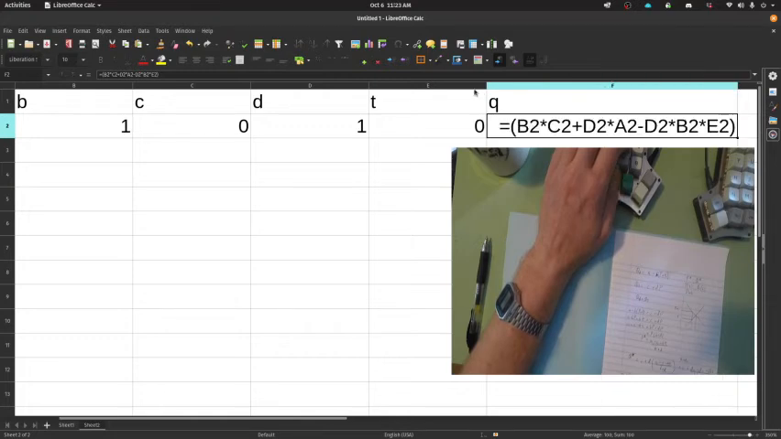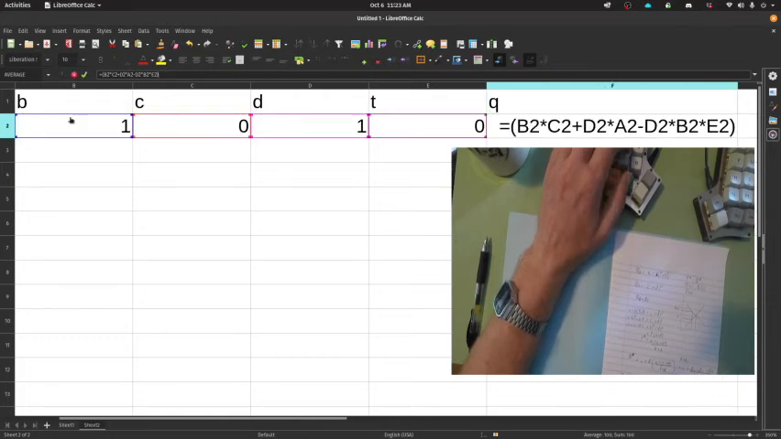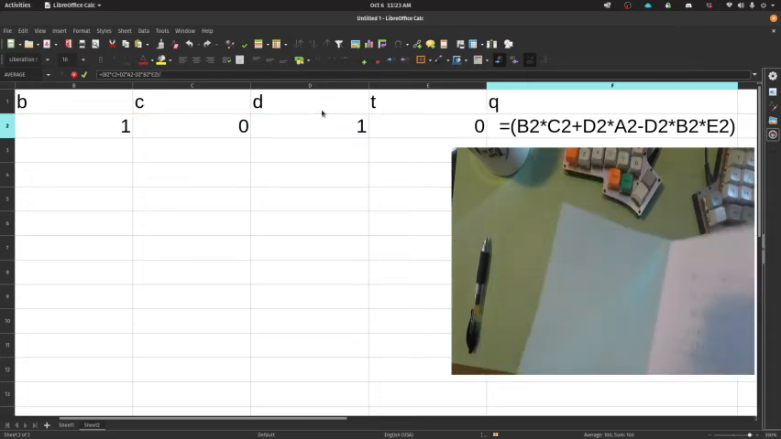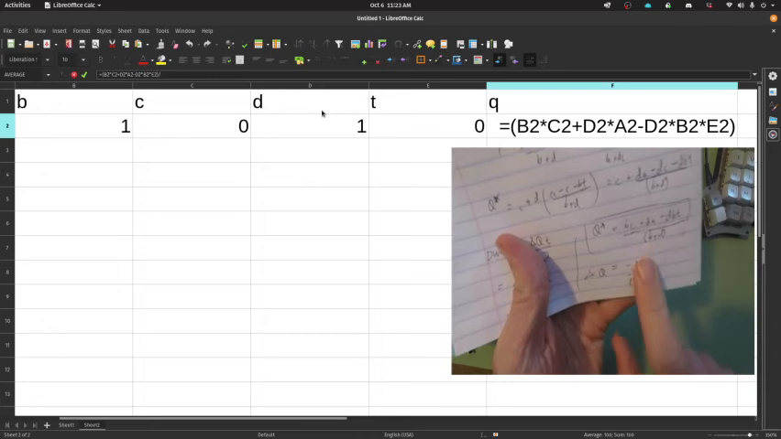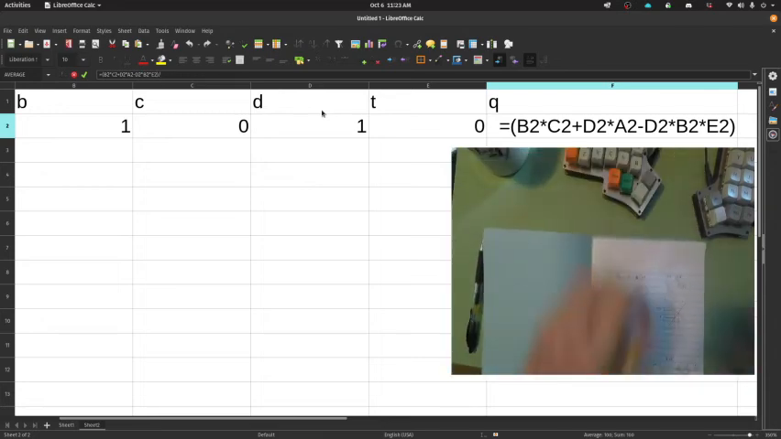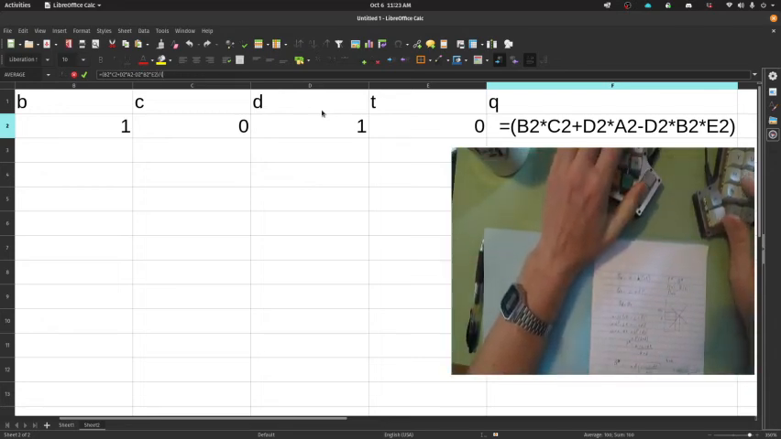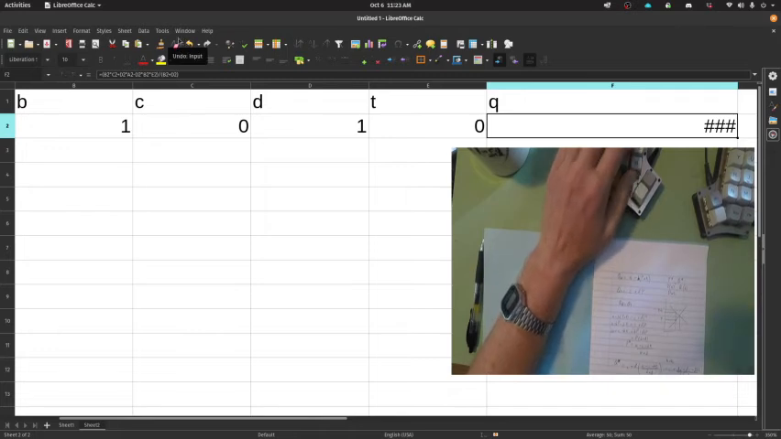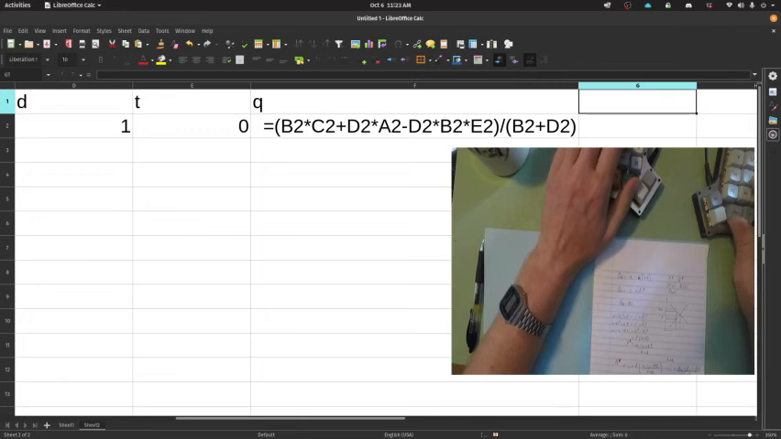Let's go ahead and make that visible. So 2, because we're in the second row. That is the top part of what we've got over here. Now we just divide by B plus D. B2 plus D2. And there's our formula.